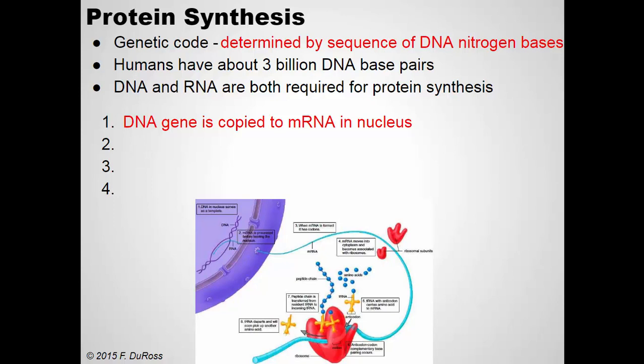That messenger RNA molecule can leave the nucleus. It can go out of the nucleus into the cytoplasm, and it attaches to the ribosome. The ribosome is actually made of RNA, ribosomal RNA. Because this ribosome is where the protein is going to actually be assembled.